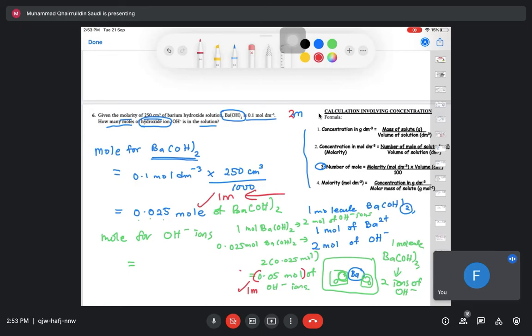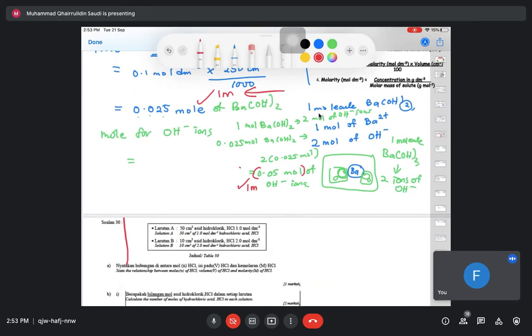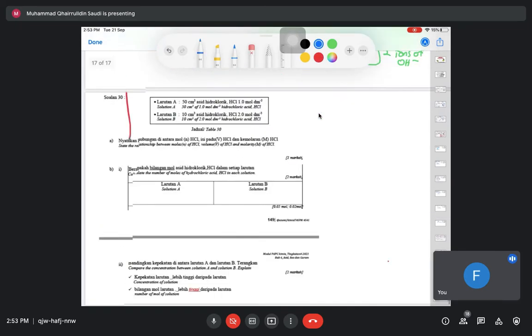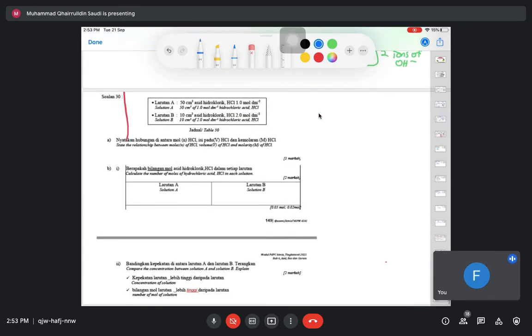Okay. Last one. Okay, patah balik kepada modul exercise 30. Modul exercise 30. This is the last 5 marks. Okay. Ready? Dah ready belum? Alright. State the relationship between moles, volume and molarity. Tulis je lah.